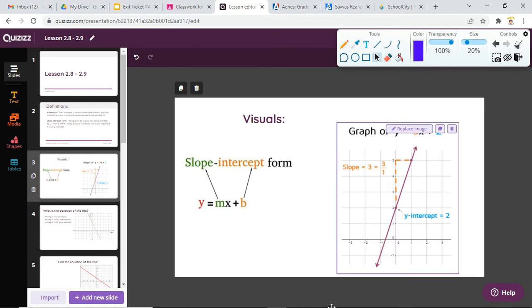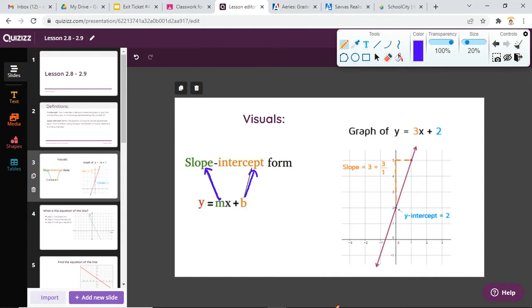Okay, so let's look at some visuals here. Let's first understand why we get the term slope-intercept form. Over here on the left, we see that slope-intercept form just comes from the components of this equation. Just like I told you before, m is equal to the slope, and b is equal to our y-intercept, which is where we get the name slope-intercept form: y is equal to mx plus b.